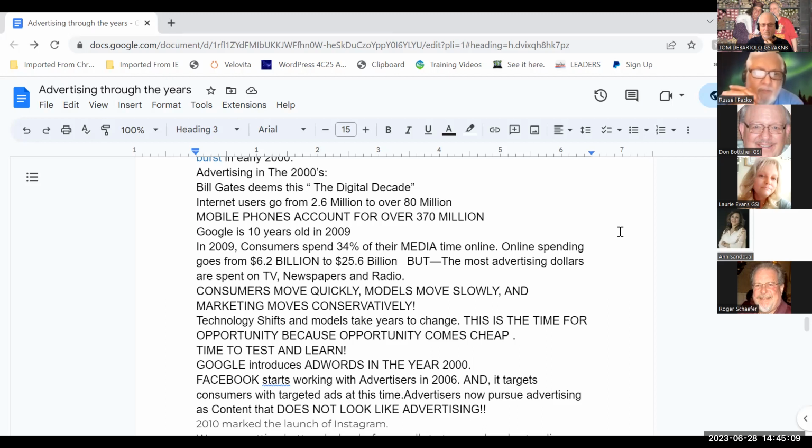In 2009, consumers spent 34% of their media time online. Online spending thus went from 6.2 billion to 25.6 billion. But most of our advertising dollars were still spent on TV, newspaper, and radio advertising.